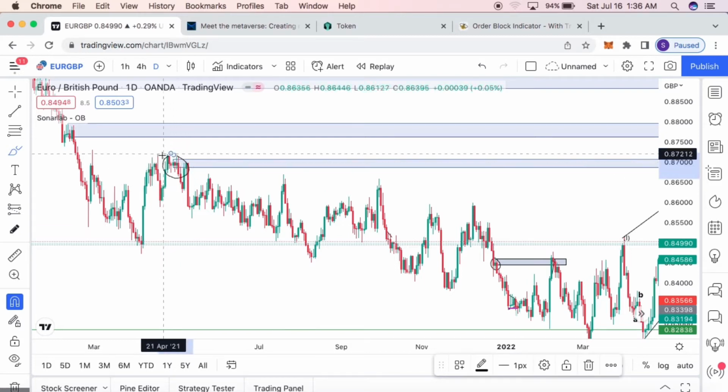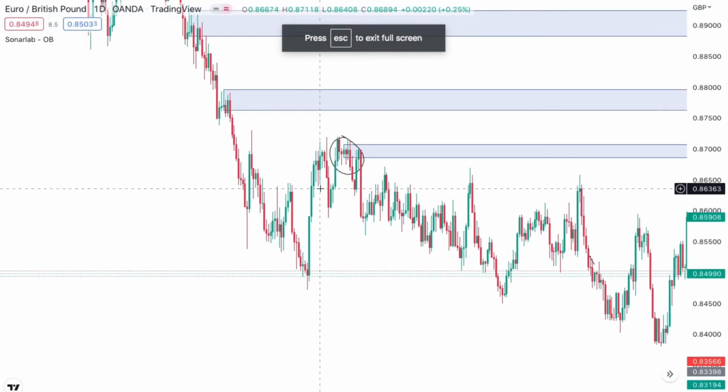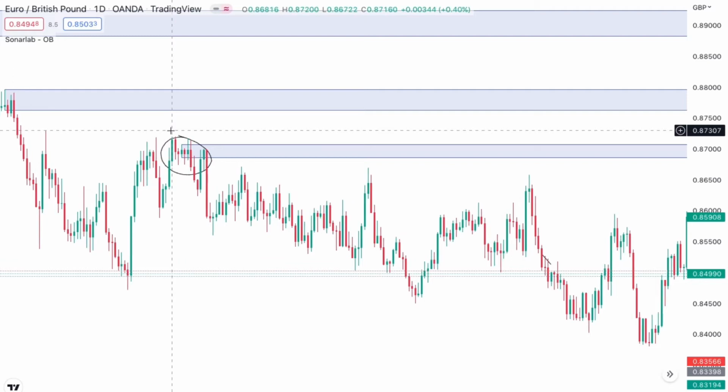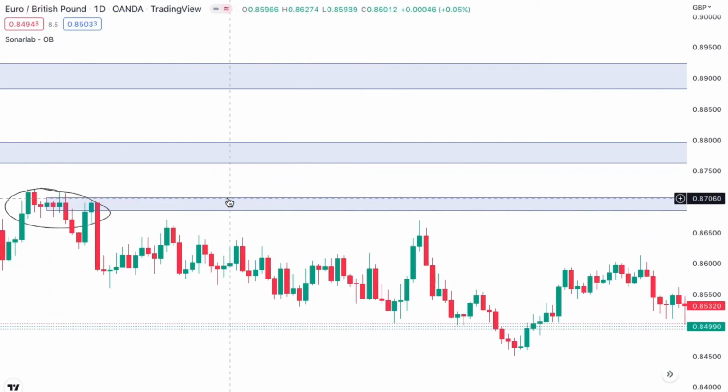It has to mark out a candle. So let's zoom in very well and be able to see that candle. Which candle was marked out as our order block? Let's zoom out and see which candle that was. Let's see. So guys, do you see this candle?